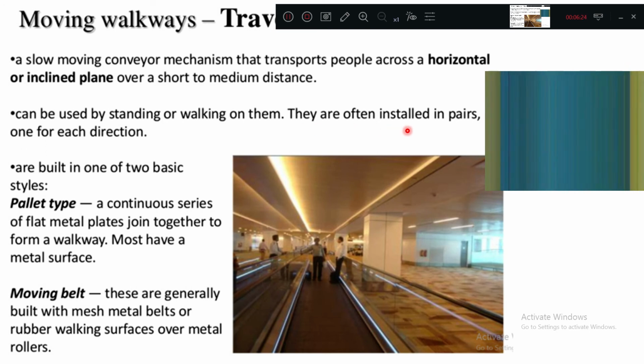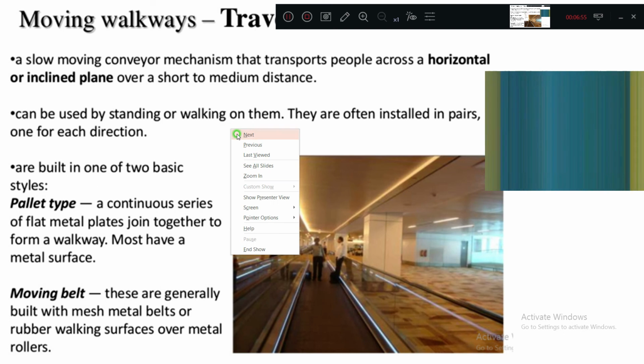They are often installed in pairs, one for each direction. So two directions are there, and they are built in one of two basic styles: pallet type or moving belt type. If it is continuously moving itself, it is called the moving belt type. Otherwise, small pallets are used, a continuous series of flat metal plates joined together to form a walkway, which we call the pallet type.